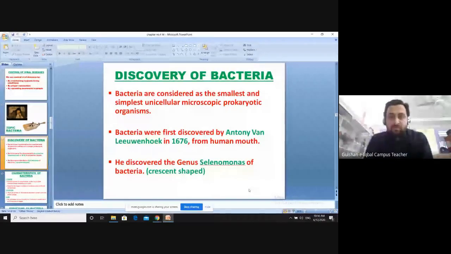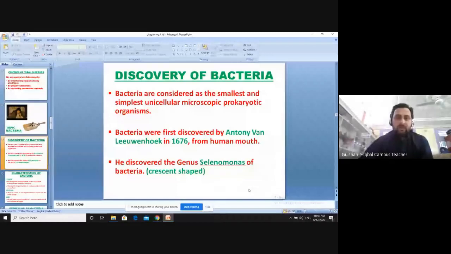Okay, Selenomonas. That is the bacteria that is known as crescent shape. Crescent shape means a bacteria which is basically a moon-shaped bacteria. So it is a curved moon-shaped bacteria. Initially you see the moon, not a full moon, the crescent moon. That crescent moon is basically the shape of the bacteria which he discovered.